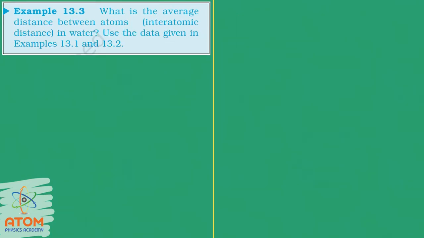Now let us see example 13.3. What is the average distance between atoms, that means interatomic distance in water? Use the data given in example 13.1 and 13.2. Here it is said to find out the average distance between atoms, that means interatomic distance in water. I think there is a mistake here. It should be the distance between molecules, that means intermolecular distance, and not in water, it should be in vapor. So I will correct these things.